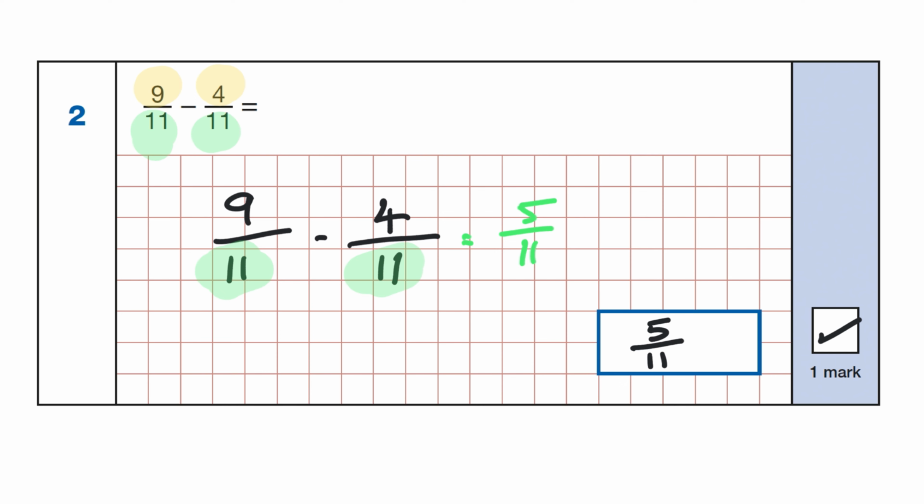Now, just as a finisher, having scanned through all of the SATs papers to find example questions, this was the only one that I could find that had an addition or a subtraction with the same denominators. And the only reason I can think of for that, and again, look at this question, this is the second question in a paper. So literally the second question that you're getting is a fractions question, which is quite strange.